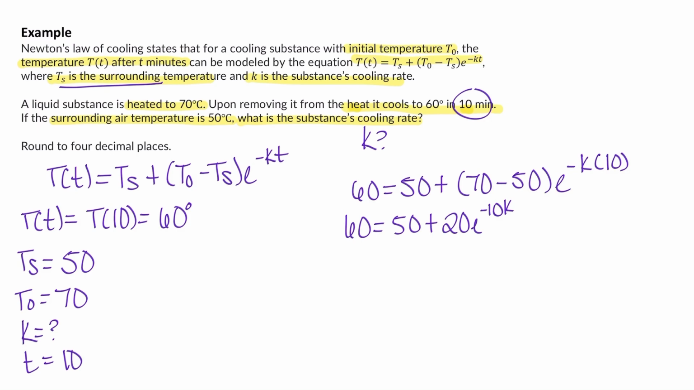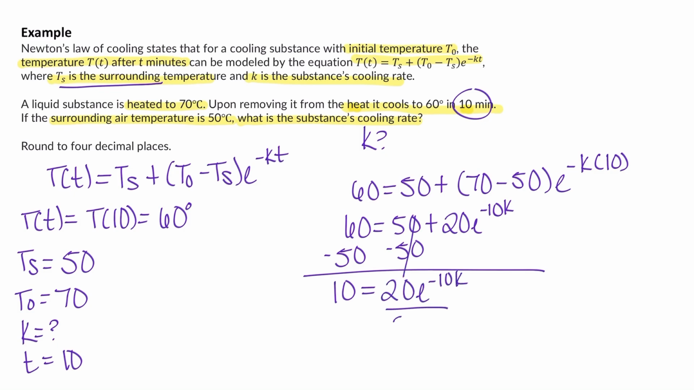So now we're going to work on solving for k. We're going to isolate that term that has the variable. I'm going to start off by subtracting 50 from both sides. That gives me 60 minus 50, which is 10. And then I have 10 equals 20e^(-10k). I'm going to divide both sides by 20 to work on getting that variable by itself. 10 divided by 20 is 0.5. So I have 0.5 equals e^(-10k).